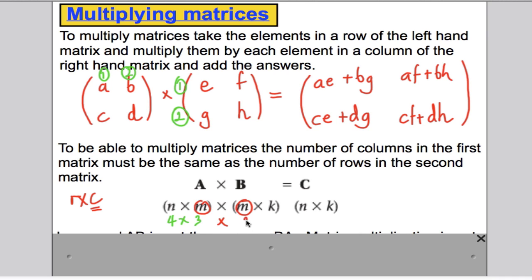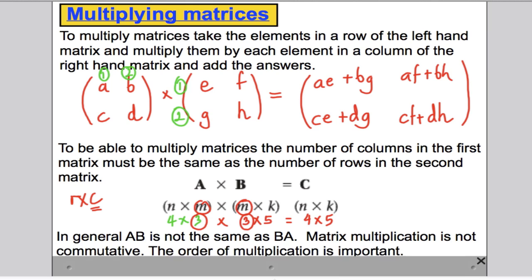So if we multiply this by, say, a 3 by 5 matrix, because the number of columns in the first is the same as the number of rows in the second, we can multiply these and we end up getting a 4 by 5 matrix as our answer. So you can only multiply matrices if the number of columns in the left-hand matrix is the same as the number of rows in the right-hand matrix.